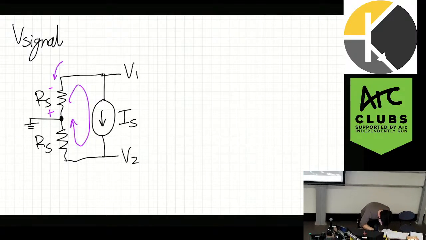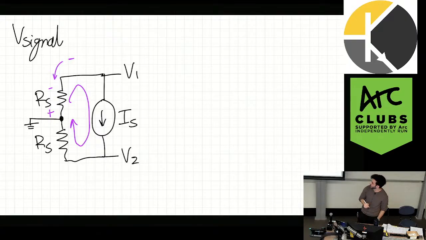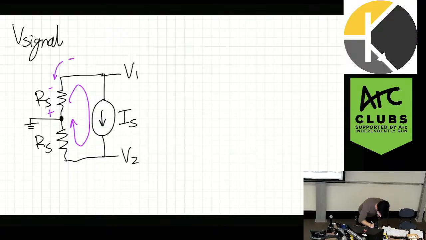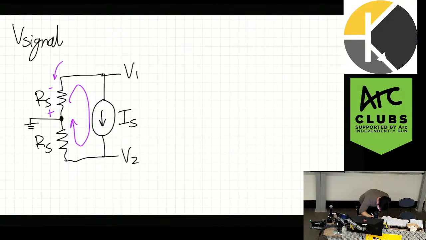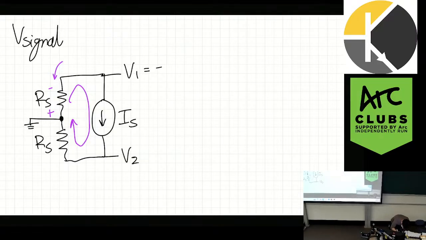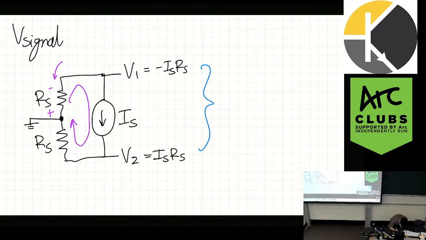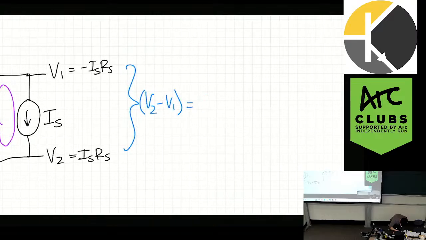So it'll be minus, negative, right? Because it's based on the polarity of the resistor. So V1 is going to be negative. So this one is going to be minus IS RS. And then this one is going to be IS RS. And the combined difference between them is 2IS RS.